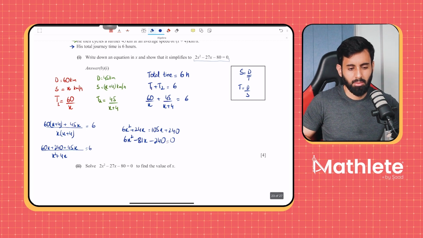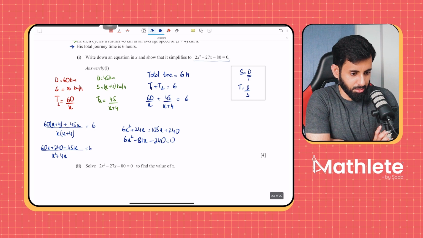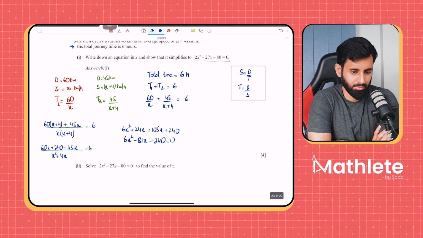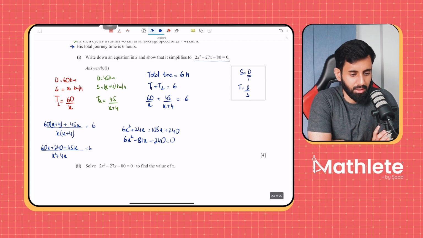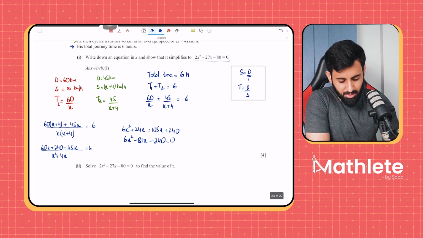So, wait a minute. This is not exactly equal to what we were supposed to bring it equal to. What does that mean? Does that mean we've done something wrong? Do we have to do it all over again? Nope, we don't have to do it all over again. We simply have to take 3 common.